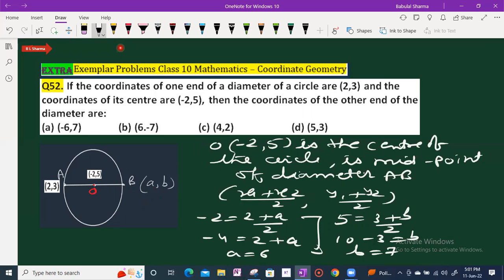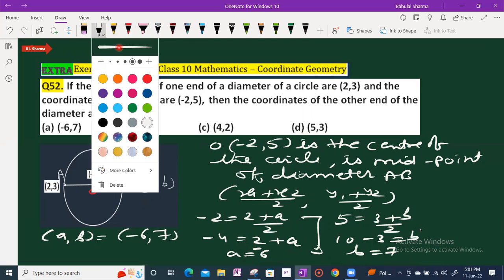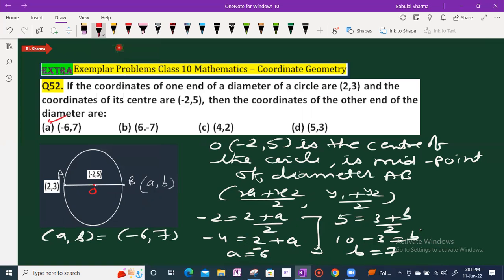So again, see, sorry, here a will be -6 because -4 minus 2, that will be -6, and b will be 7. So a and b will be (-6, 7). And (-6, 7), yes, that is A. That is why A is the correct option here.